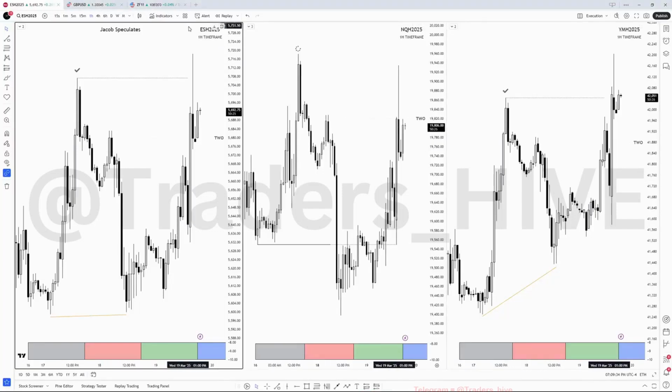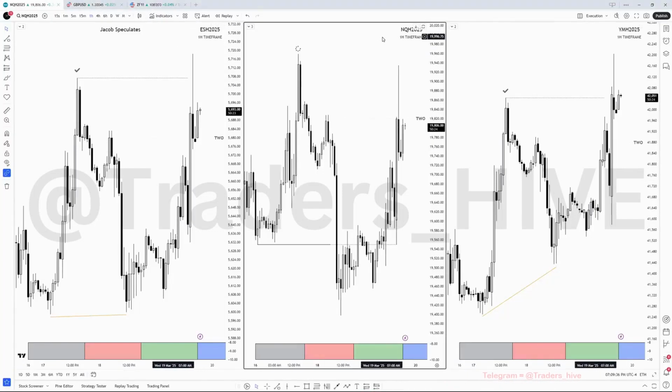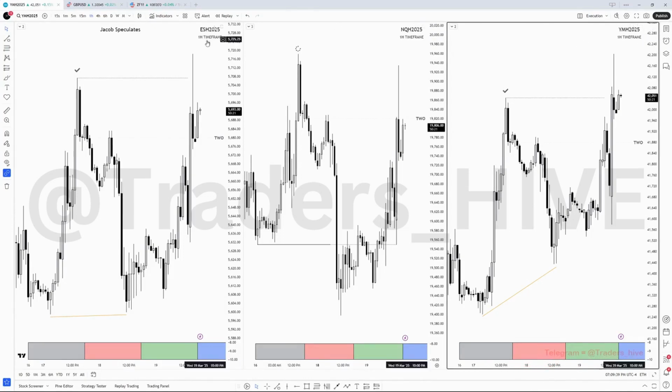So we're looking at the S&P on the left, the Nasdaq in the middle, and the Dow on the right on the 1 hour time frame. And as stated in last night's pre-recorded lecture, I said this sequential SMT right here, I would like to see FOMC deliver higher going towards this high right here.